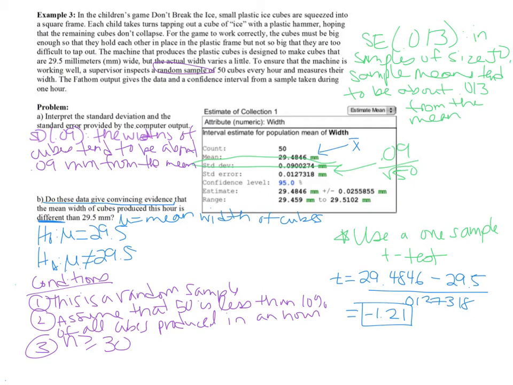So then the last thing I'm going to do is find my p-value. And to find your p-value, I am going to use, once again, the TCDF. However, because I have a two-sided test, I'm going to multiply it by 2. So for my TCDF, I'm going to use any big negative number to negative 1.21. My degrees of freedom is 49. The calculator will do all that for us. So you end up getting 2 times 0.116, which gives me 0.232. So that's my p-value.